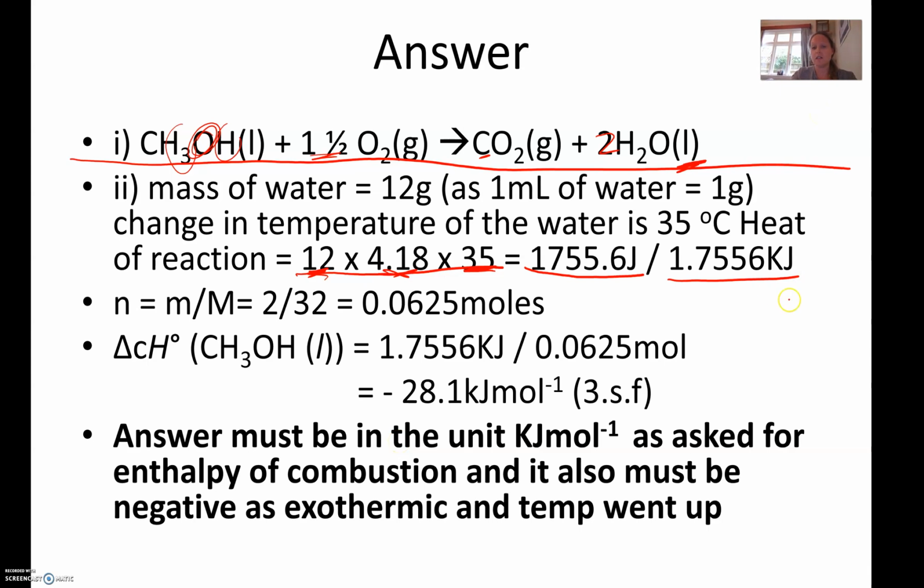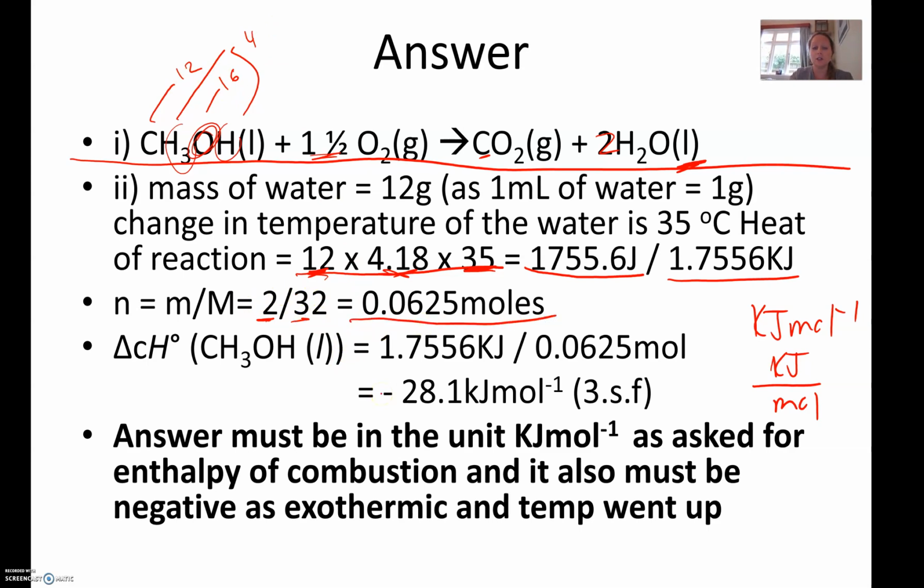So that's kilojoules, that's the energy, but the question actually asked you for the enthalpy of combustion, which we know has the units kilojoules per mole. Now that's the same as saying kilojoules divided by mole. So all we're going to do is calculate our number of moles now. So they said 2 grams was burnt. So mass is 2 grams, and then we work out the molar mass. So carbon is 12, oxygen 16, and hydrogen's 1, and there were 4 of them. So if you add that up, you end up with 32. So the molar mass is 32. So 2 divided by 32 is 0.0625 moles.